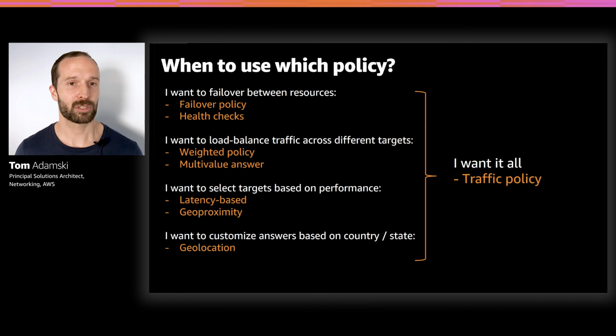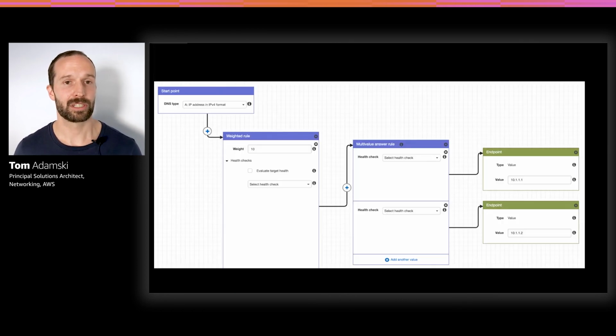Now, if you want to use all of these policies, you can. So we give you the option in the traffic policy to create layers of your routing policies that can intelligently define what answers you are returning for a particular query. And again, you get a visualization, so you can build it in the console. You can also use APIs.